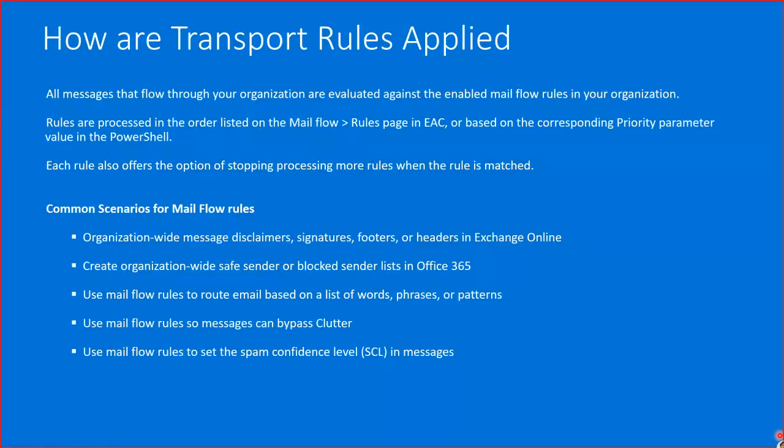SCL is basically the spam confidence level. For internal messages, the SCL value is always 1 or -1, and for messages received from outside, the SCL value is calculated based on how the message was scanned, what the content of the message is, and from where we received the message. So we can use transport rules to manipulate the SCL values of messages as well. We can have transport rules to inspect messages with attachments in Office 365. As I mentioned, it's a very flexible way of taking action on messages based on what conditions we are looking for, and transport rules allow us to do that.